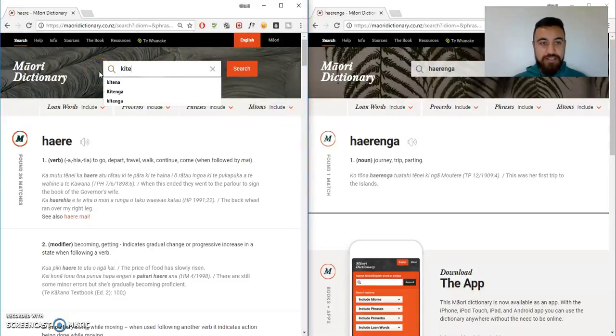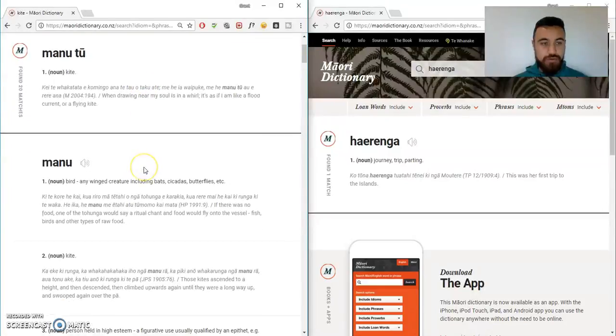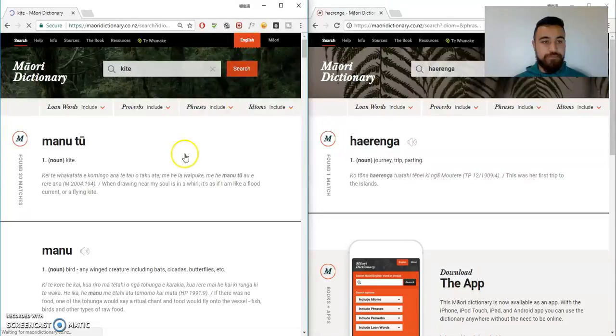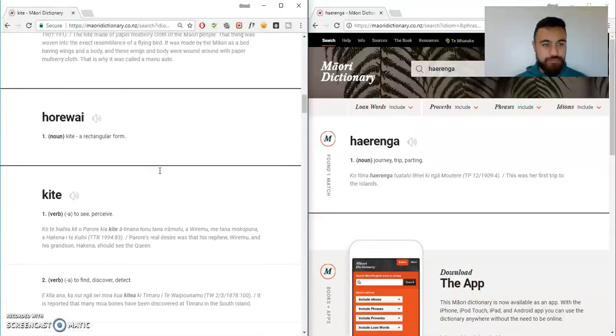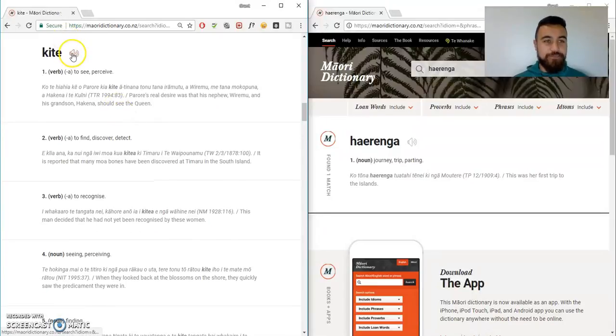Next one we can look at is kite. So where's kite? Why didn't that work properly? Strange, this didn't come up first. Anyway, there's kite. So kite is to see. We often say ka kite, to say goodbye, and that's the shortened version of how you say I will see you again. So kite means to see.